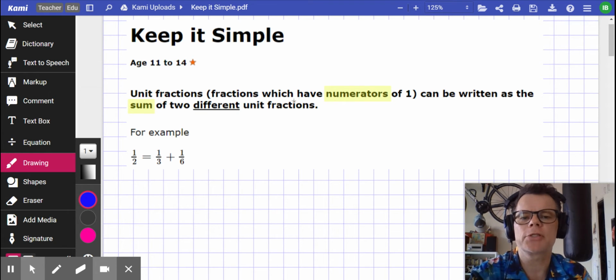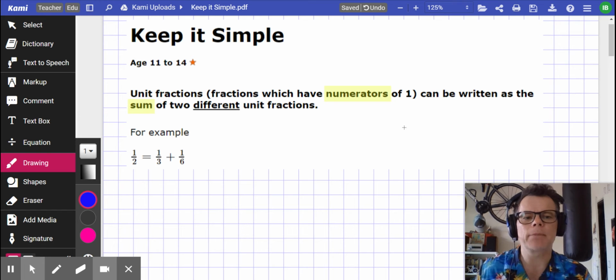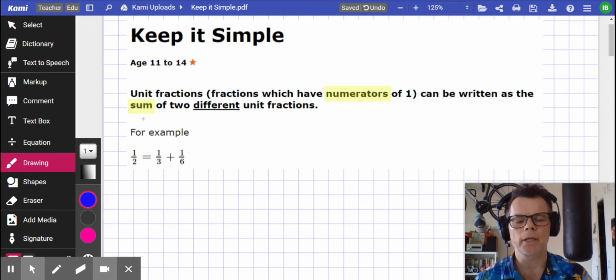Unit fractions, which have a numerator of 1. Hopefully you're secure with that, but if you're not quite secure with the language, numerator is the top number in a fraction, can be written as the sum. Again, hopefully secure with that word sum. It means adding of two different unit fractions. So we're going to check this one out.